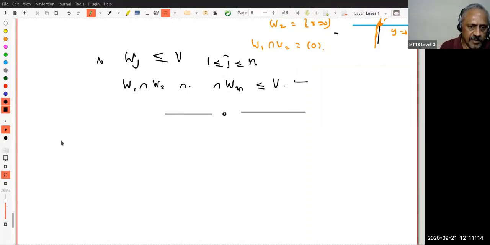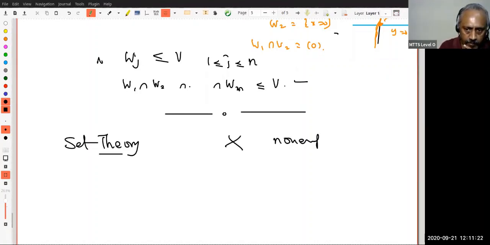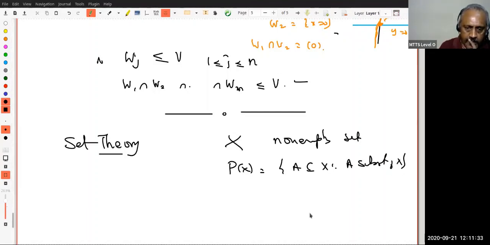So let us start with some abstract set theory. This is set theory first. Suppose X is a non-empty set. P of X is the set of all subsets of X. This is what we call the power set.